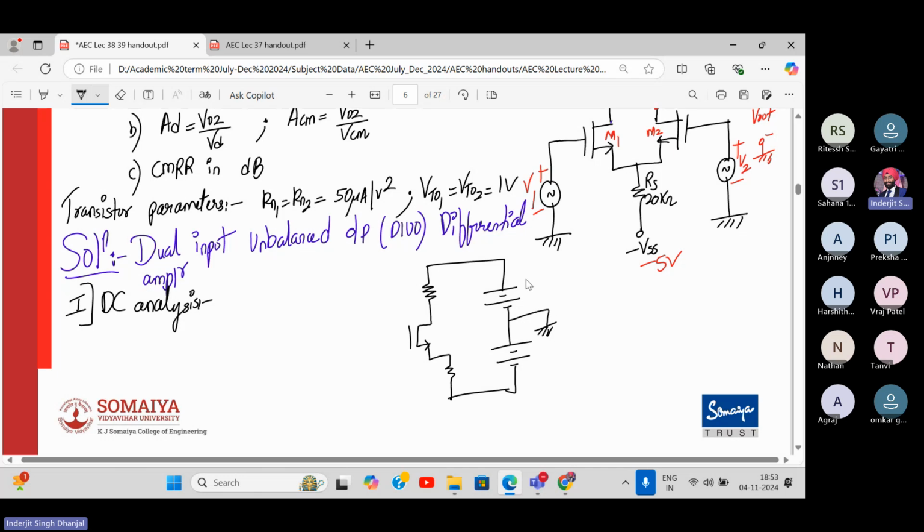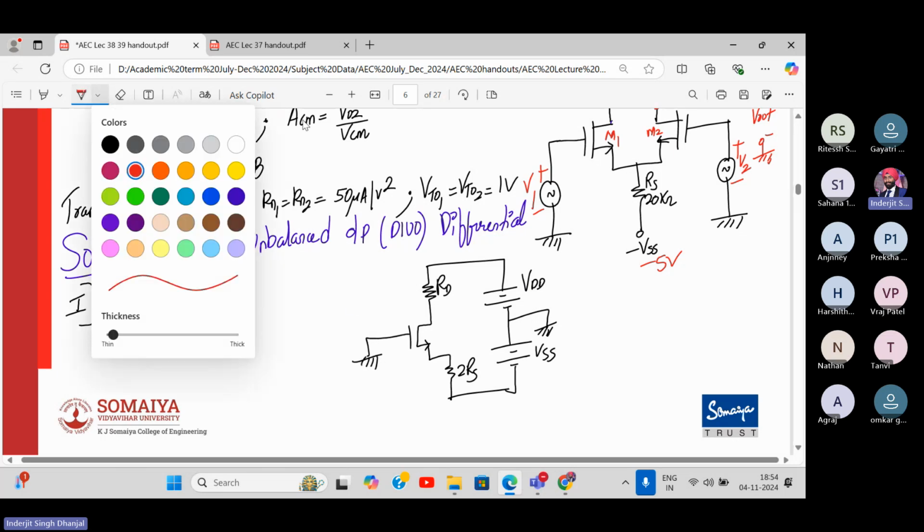This was grounded. This was VDD, VSS, RS. Actually, it is twice RS, no? Do you agree? Because you split it into two parts. Yes or no? Twice RS, then it will be RD, and this will be connected to the ground. I hope it is clear now.